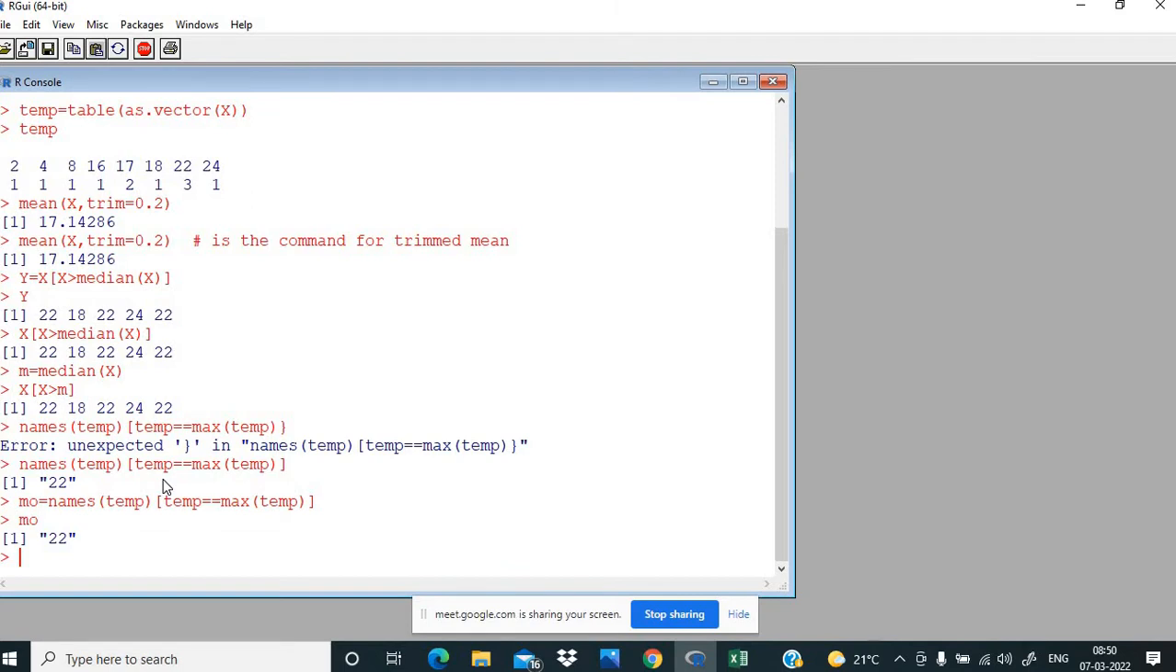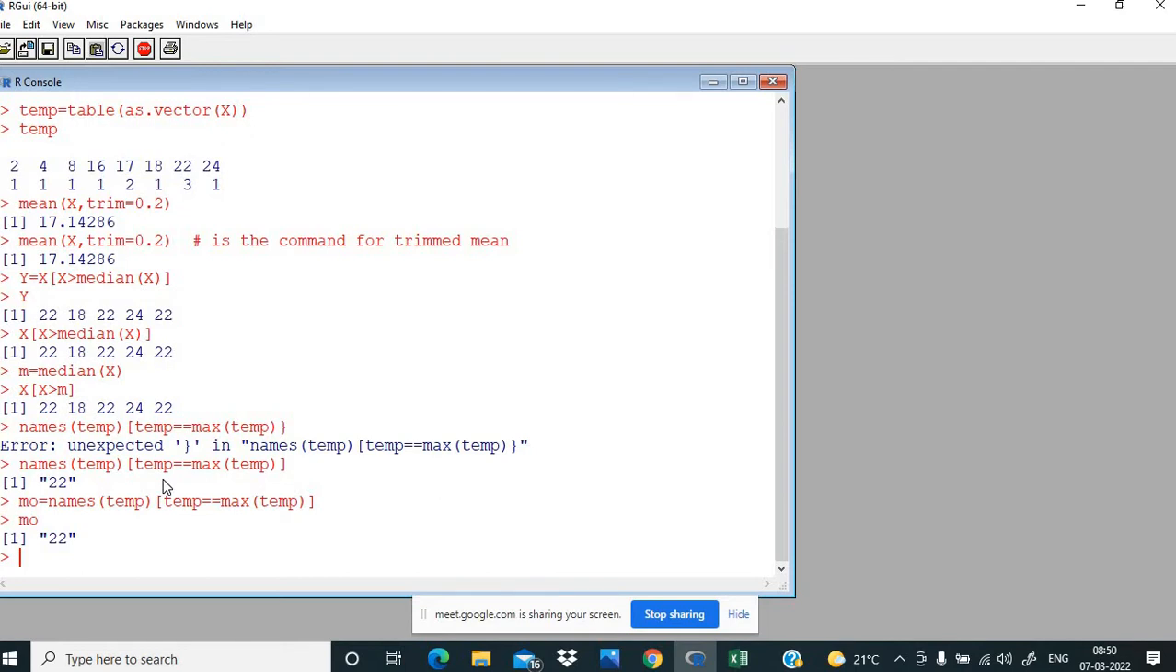Okay. So any other question? Any other question? Okay, let us control the screen, and now someone should have asked me how to compute geometric mean.